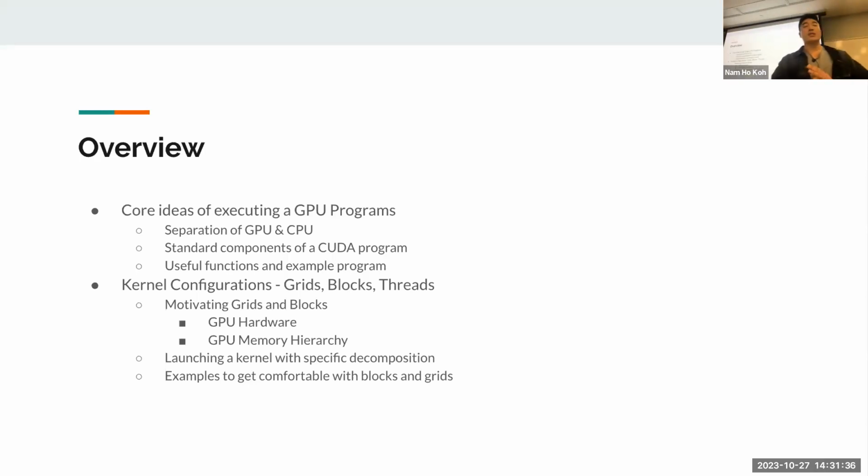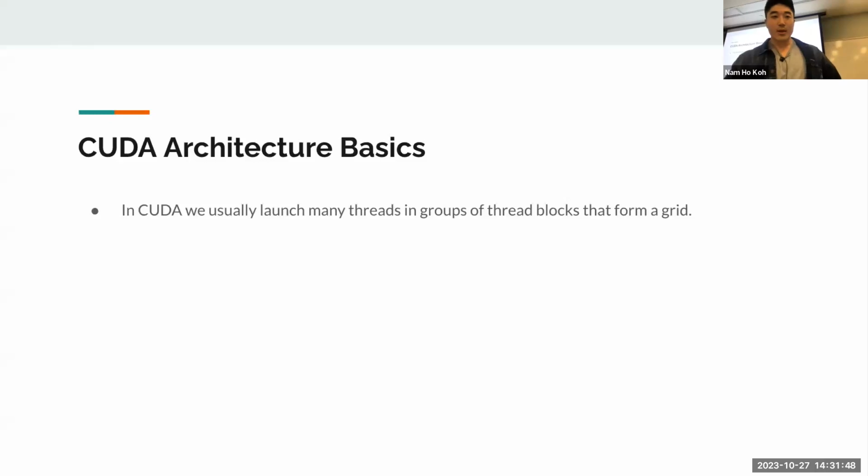The goal of this discussion is, if there's anything I want you to take away, what is a grid and what is a block and what purpose they serve in CUDA programming. Those are two things that I want you to really nail down. The basic intuition of CUDA is that we launch multiple threads in groups of thread blocks to form a grid. This might seem a mouthful, but the basic intuition is this.